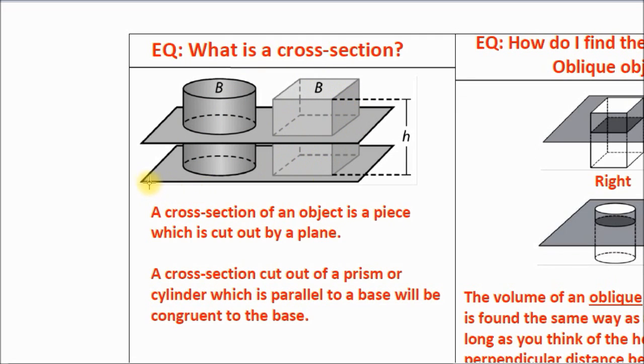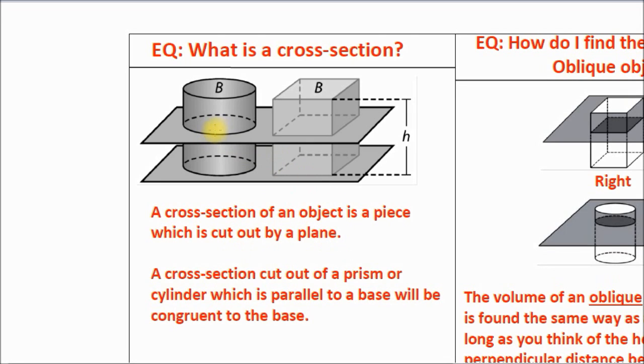And notice there's a plane that's just sitting here on the bottom, right at the base of both of these shapes. And you can see there's another plane that is cutting across these two objects, the cylinder and this rectangular prism. What I want you to get from this is, first of all, the definition of a cross section. The cross section of an object is a piece which is cut out by a plane.